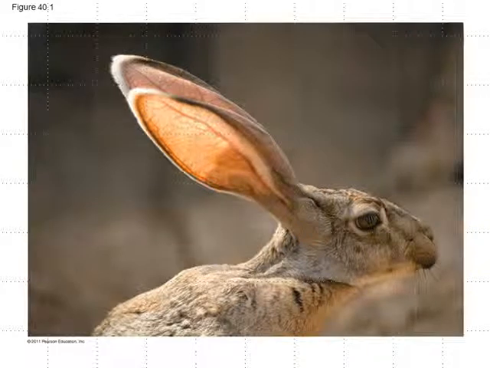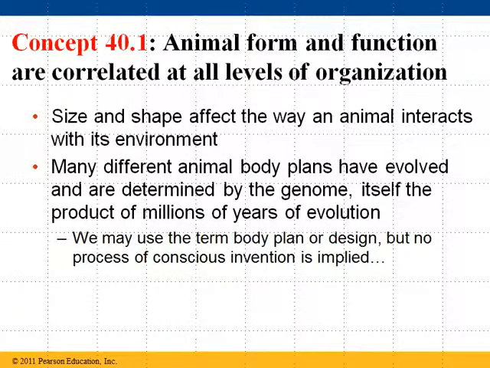So we're going to go ahead and get started with Concept 40.1, which is all about form and function. Animal form and function are correlated at all levels of organization. So we can look at everything from, say, the basic single cell all the way up to tissues, organs, organ systems, and entire organisms, and you're going to see this correlation of form and function.